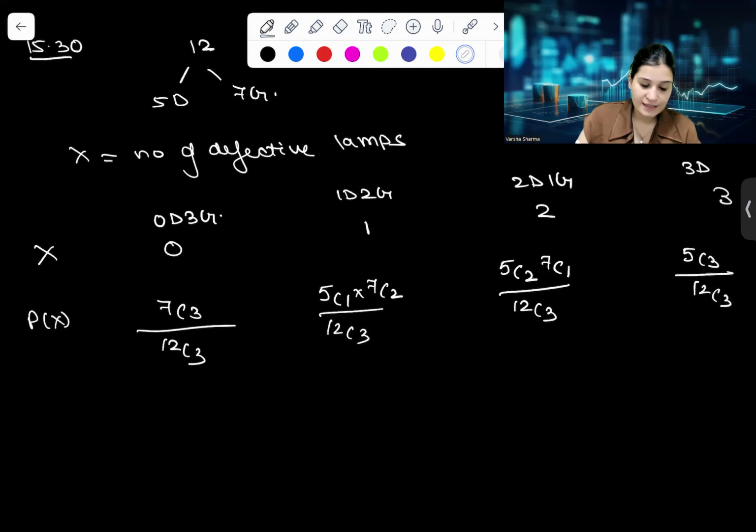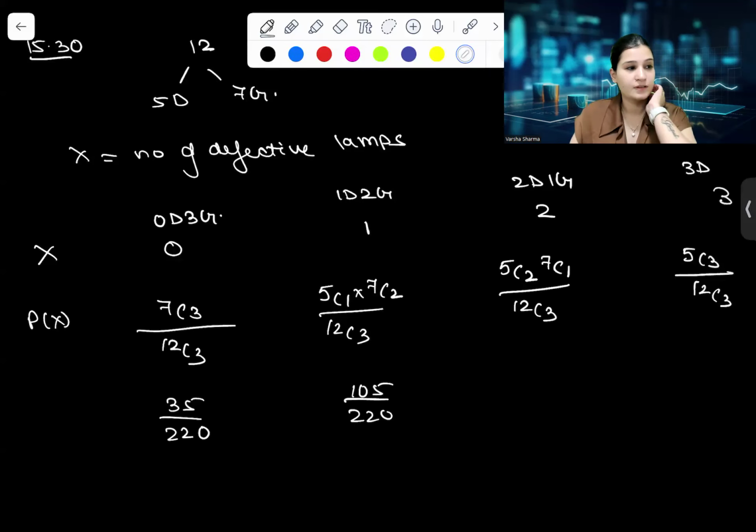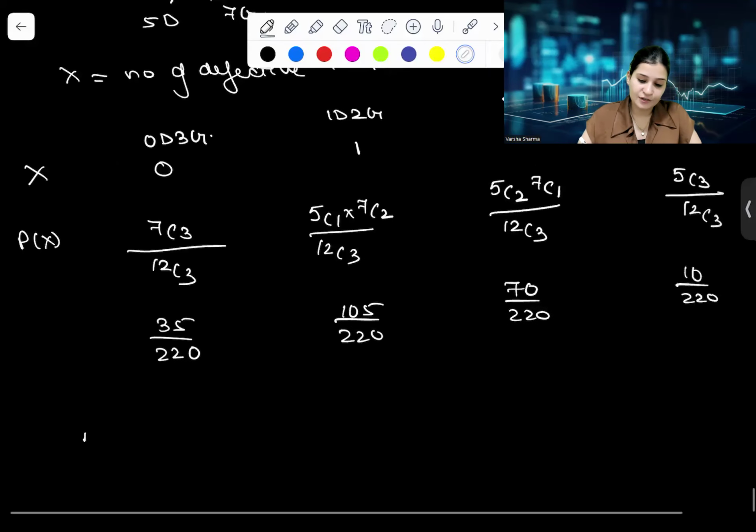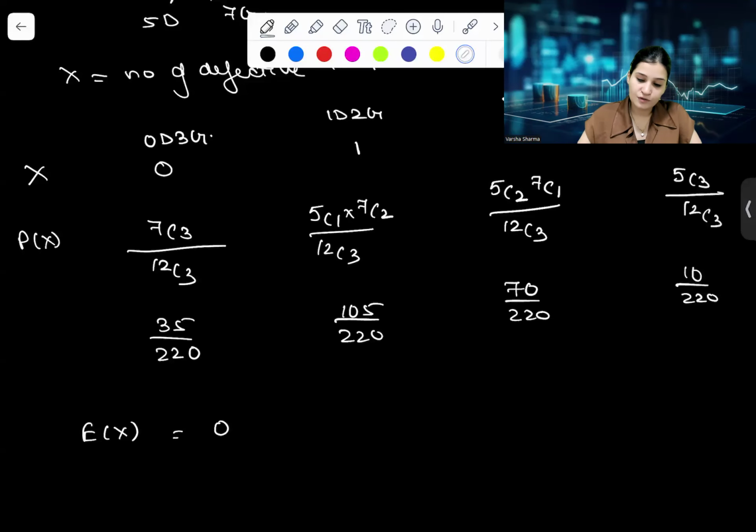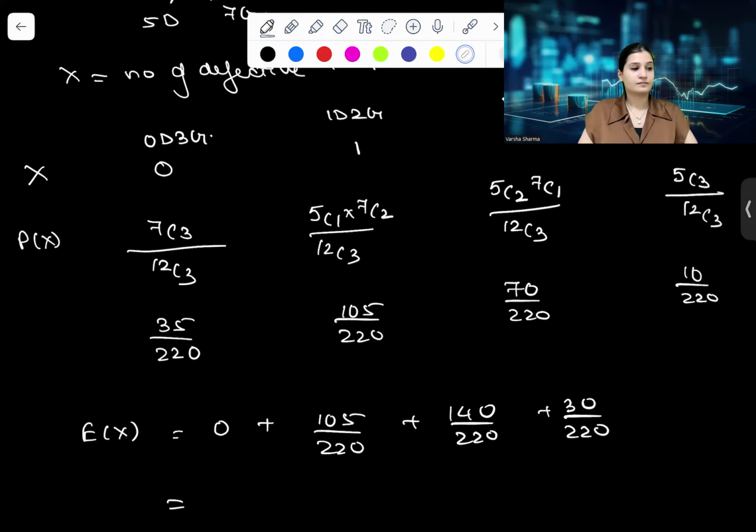Calculate 7C3. This is 105 by 220, 70 by 220, 10 by 220. What we wanted is expected value, E of X. So 0 plus 105 by 220 plus 140 by 220 plus 30 by 220. Add and tell me how much. One point two five.